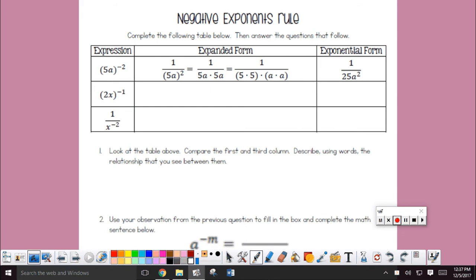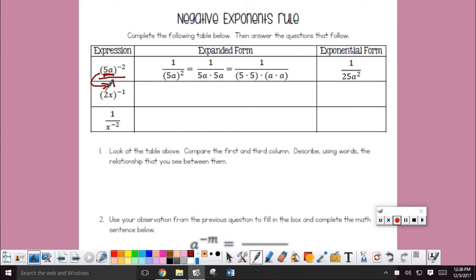5a. 5a is being raised to the negative 2 power. So what's attached to the negative power? 5a. So what's going to get flipped? 5a. So this was over 1, so it's going to get flipped into the denominator. Okay? So it's going to become 5a. 5a is what was attached to the negative exponent, and 5a is what's going to get flipped into the other place. Okay? Just stay with me. It's going to get easier, I promise.